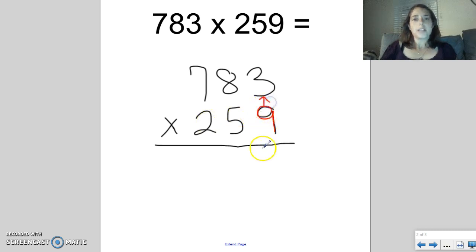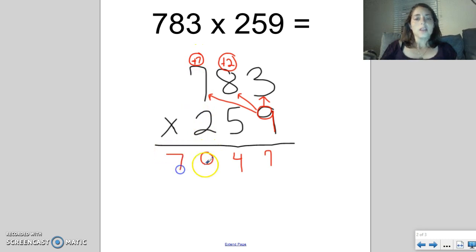We're going to do 9 times 3 is 27. Carry the 2. I'm going to go really quickly here. 9 times 8 is 72, plus 2 is 74. Carry the 7 directly next door. And then, of course, 9 times 7 is 63, plus 7 more is 70. So that is our answer to 783 times 9.